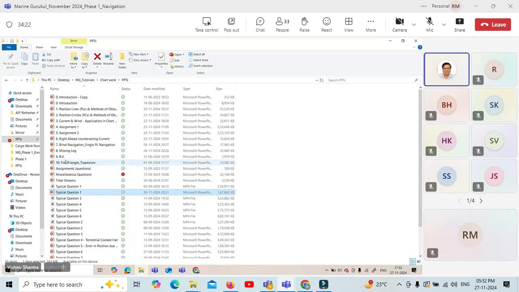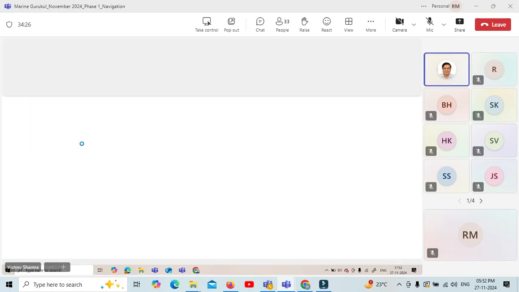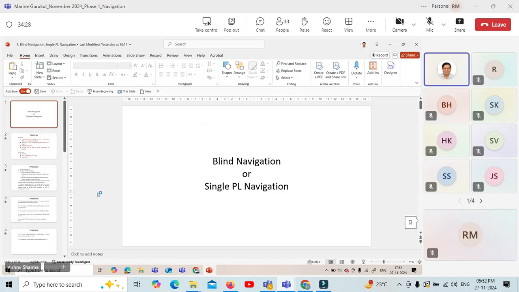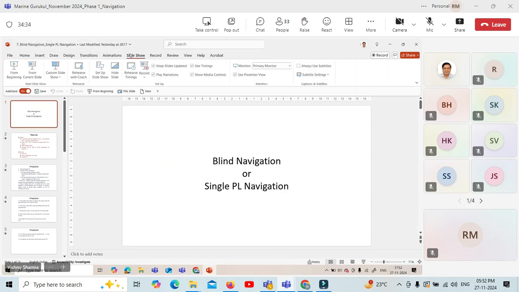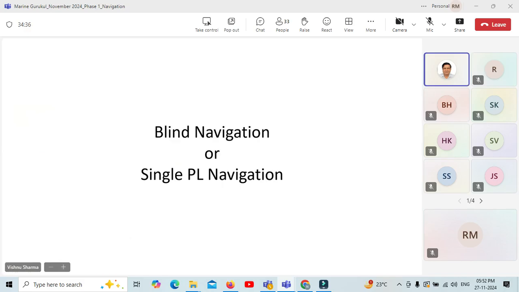Okay, we go to the first topic for the day: single PL navigation, or blind navigation. Now, why is it called single PL navigation or blind navigation, guys?